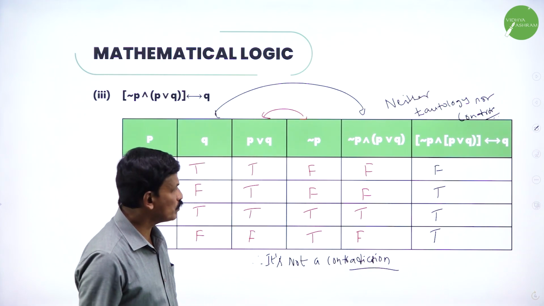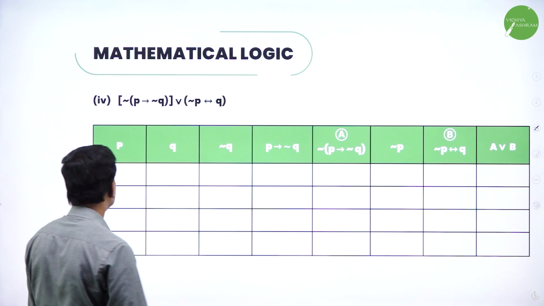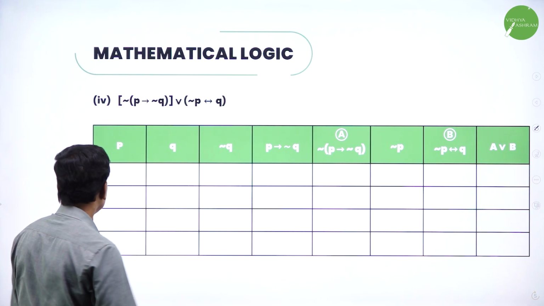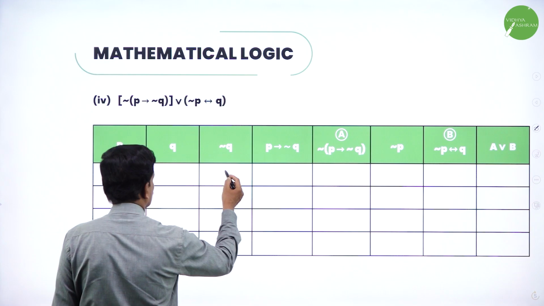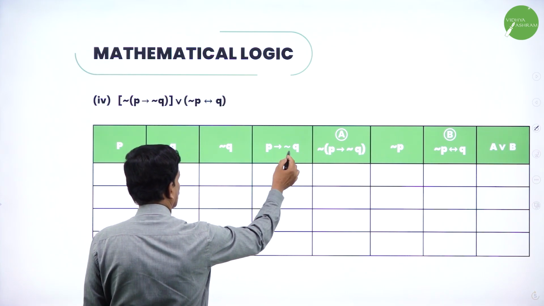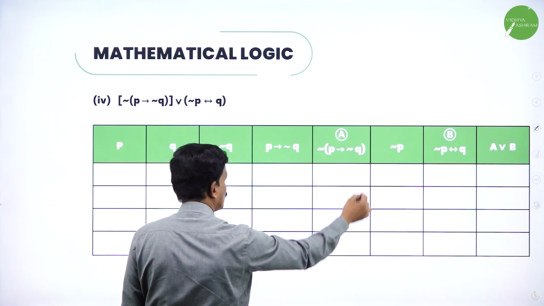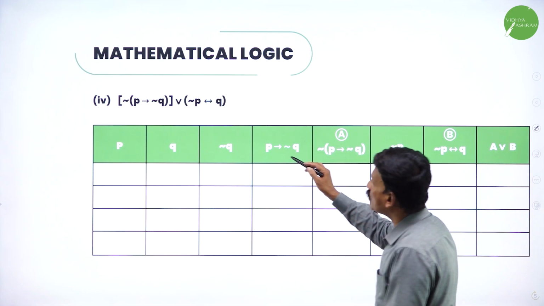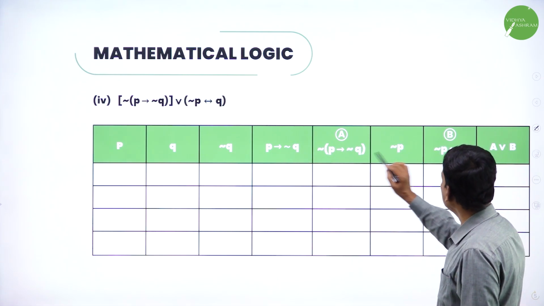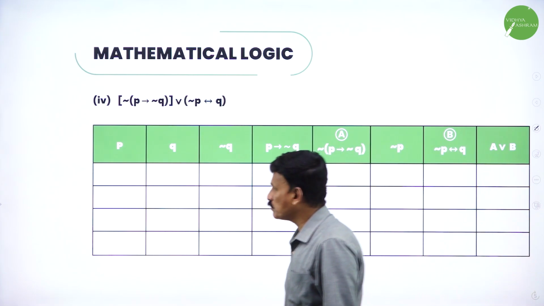Now move on to the next problem. Yes, same. Negation of P conditional to negation Q, disjunction negation P biconditional to Q. Same: P, Q, negation of Q. P conditional to negation Q. Negation of P, negation of this. P conditional to negation Q. Negation of this. And again negation P, again negation of P biconditional to Q. And A and B, that is nothing but A disjunction B. This is also an important problem.